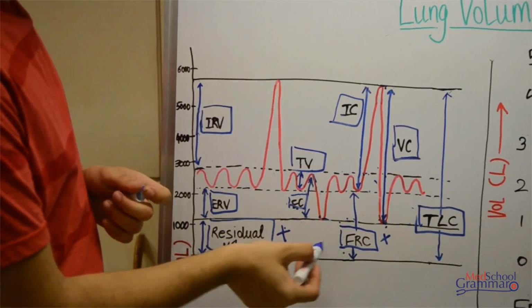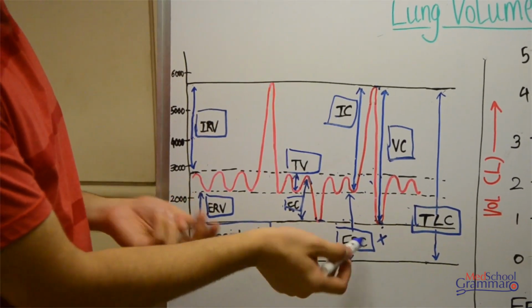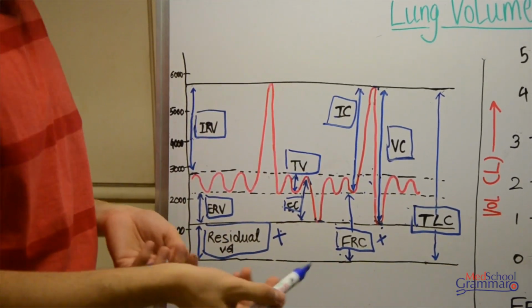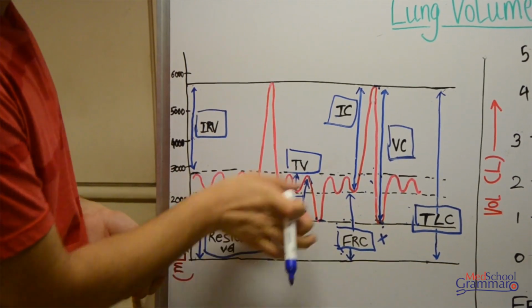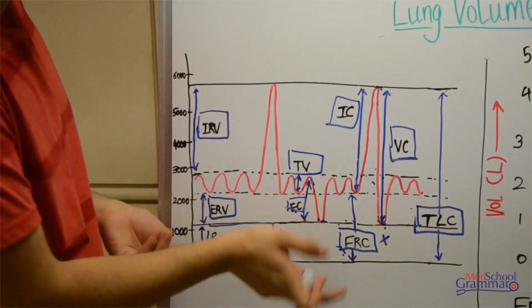Now you may ask, why don't we get FRC? So again, FRC was what? FRC was expiratory reserve volume plus residual volume.